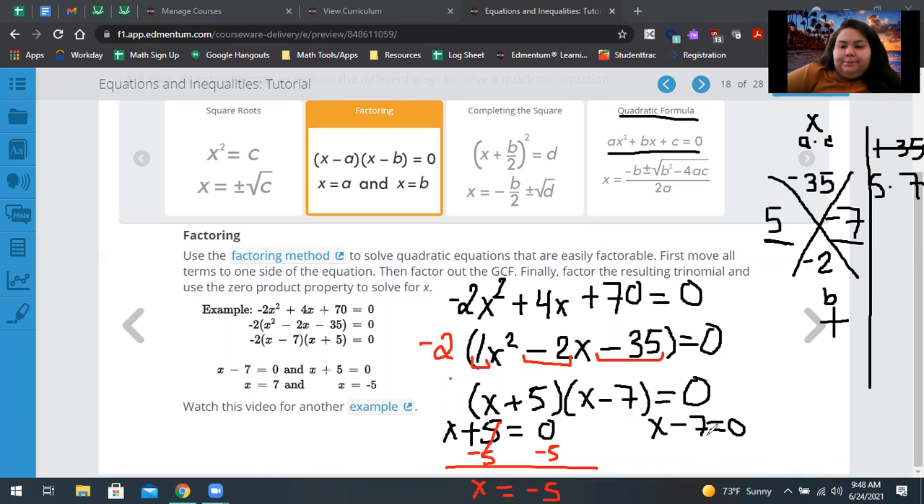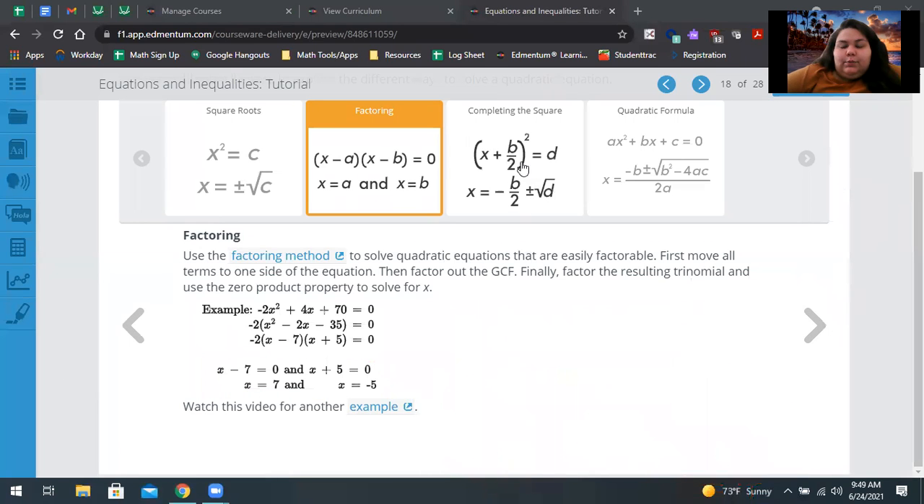And over here, we have this minus 7. So again, to isolate that x, we're going to add 7 to both sides. And once we got rid of this, we have x equals positive 7. I know it overlaps there, but they also did it for you right here, a lot cleaner compared to mine. So that is solving by factoring.